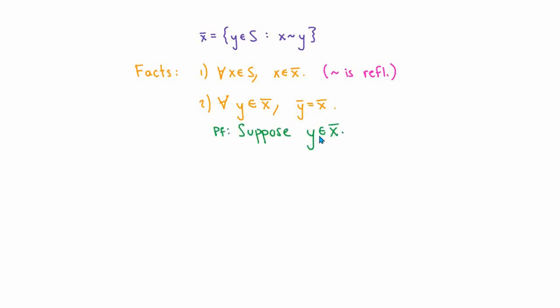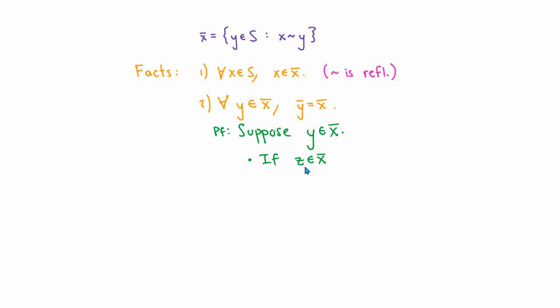We'll prove this in 2 steps. First of all, by showing that x bar is a subset of y bar, and then by showing the reverse inclusion that y bar is a subset of x bar. So let's suppose that y is a representative for the equivalence class of x. Now what we want to show first is that any element of the equivalence class of x is also an element of the equivalence class of y.